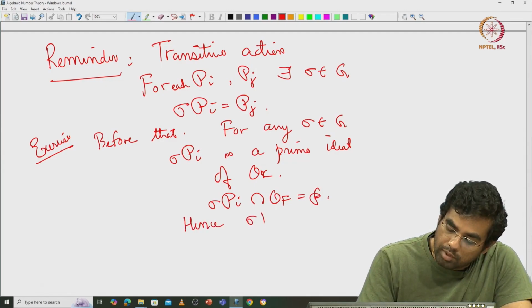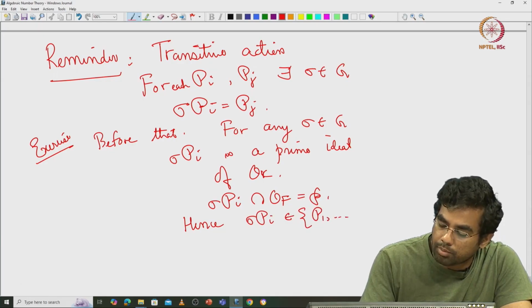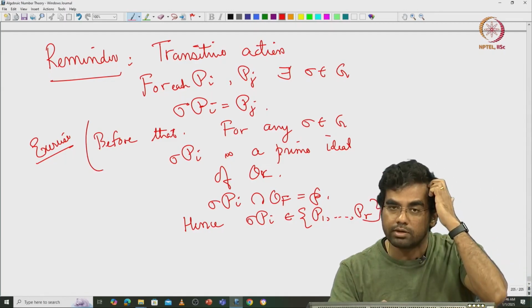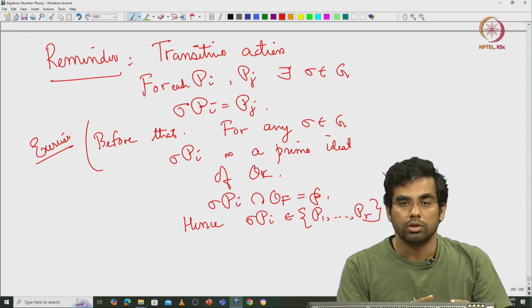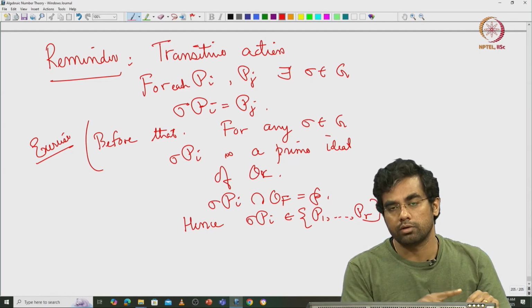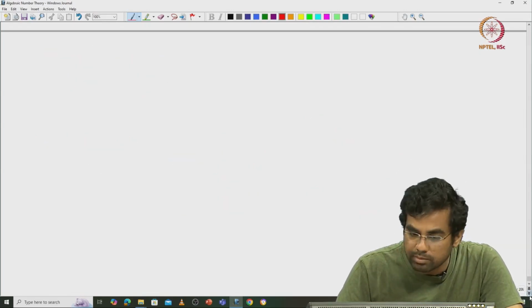Hence, sigma of Pi is contained in this set P1 up to Pr. Up to this is your exercise. Transitive action simply means that for any two elements in the set, there exists a group element which takes one to the other.